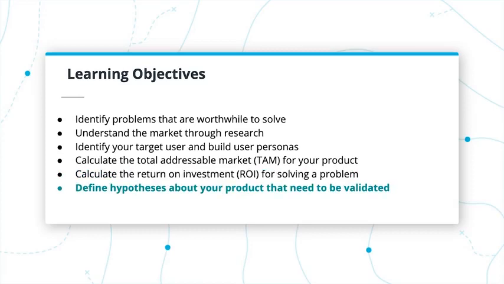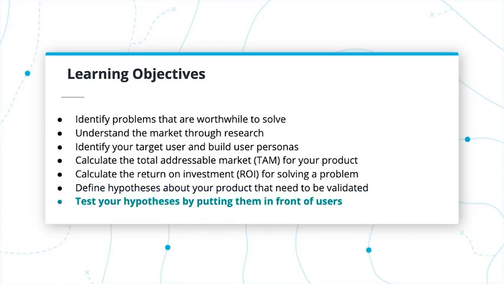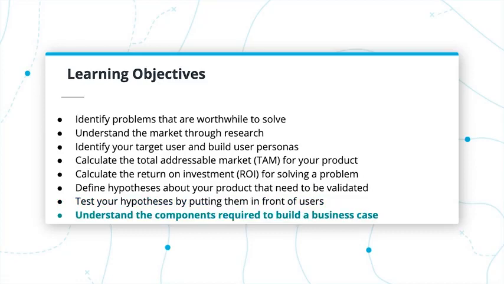Define hypotheses about your product that need to be validated around customer need, your solution, differentiation, and value. Test your hypotheses by putting them in front of users, either through user interviews, focus groups, surveys, or by running a design sprint. And lastly, understand the components required to build a business case so that it's easy for stakeholders to understand the size, impact, and importance of the problem.